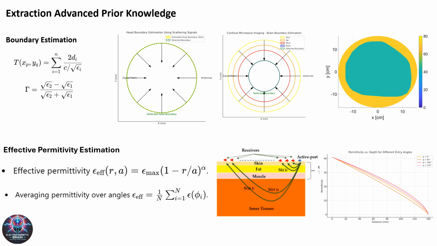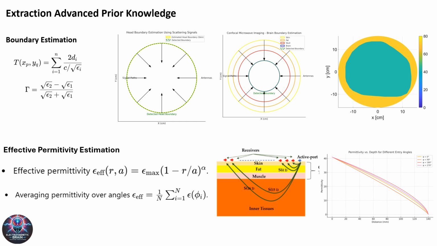Visual aids in this section further illustrate how effective permittivity is computed. The image of tissue layers, skin, fat, muscle, inner tissues, shows the electromagnetic wave propagation paths and how the waves interact with different tissues. The scattering data collected by the receivers helps calculate the effective permittivity at different layers. The graph on the right, permittivity versus depth for different entry angles, displays how permittivity changes with depth for different angles: 0 degrees, 90 degrees, 180 degrees, 270 degrees. This demonstrates how permittivity decreases as the waves penetrate deeper, which is critical for reconstructing an accurate image of the internal tissue structure.